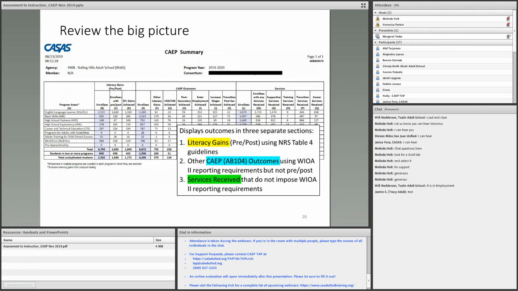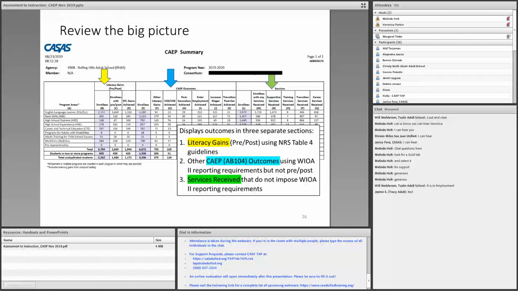Let's look at the big picture by looking at a CAPE summary. When you look at a CAPE summary, you've got literacy gains on the left side there in that group of columns B, C, and D, and that's for ESL and for ABE as well. We've got CAPE outcomes particularly for the state, and those include, I don't know if you can read those, HSE achieved, post-secondary achieved, entering employment, increasing wages, and transitions. And then in the last portion, we've got services.